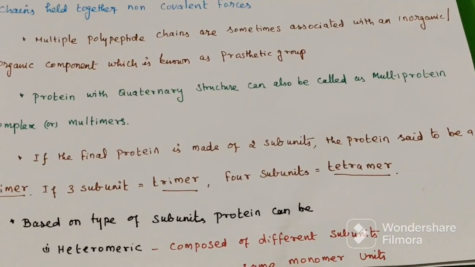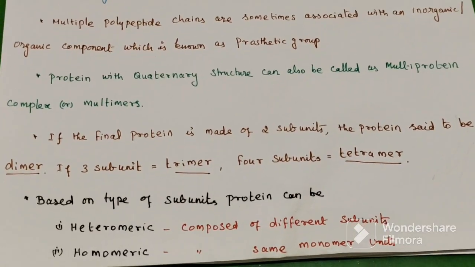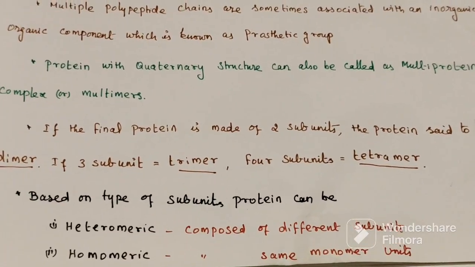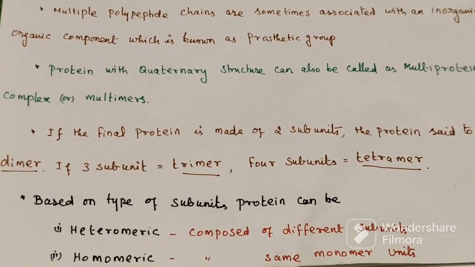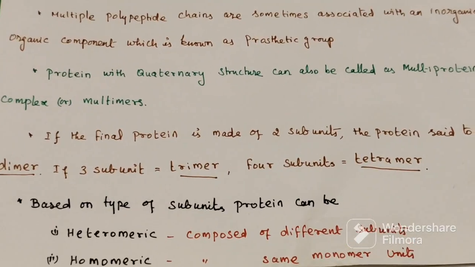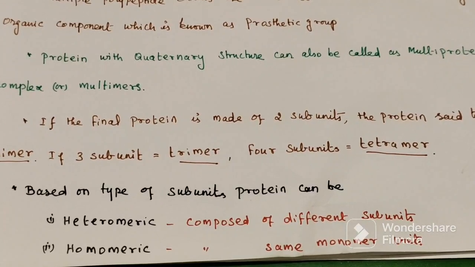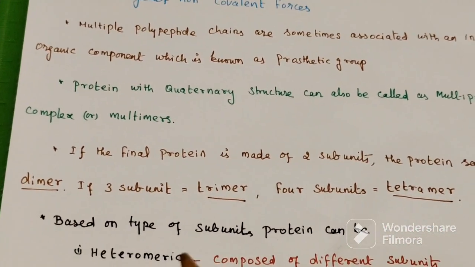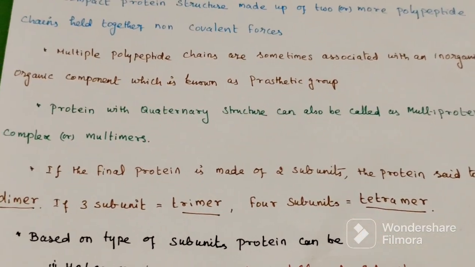What is the use of quaternary structure? Based on the type of subunit, the quaternary structure can be classified into heteromeric, which is composed of different subunits, and homomeric, composed of the same monomer unit. Here different subunits A and B, but here the same monomer A and A, like that only.